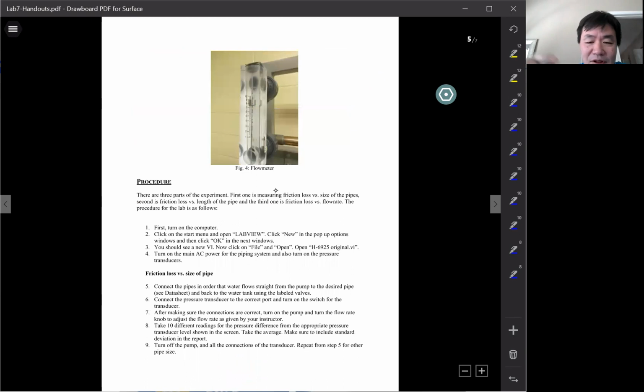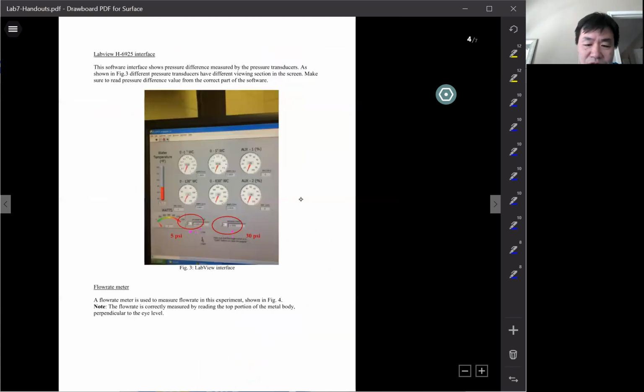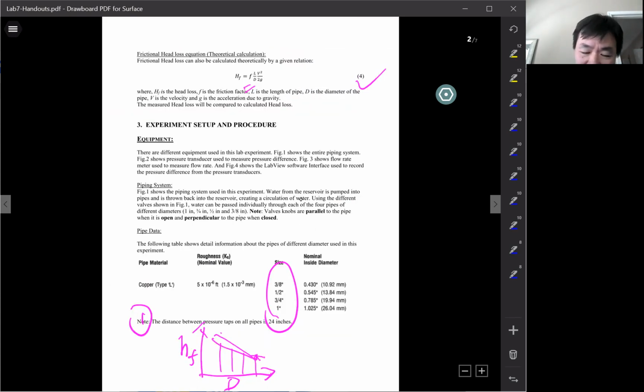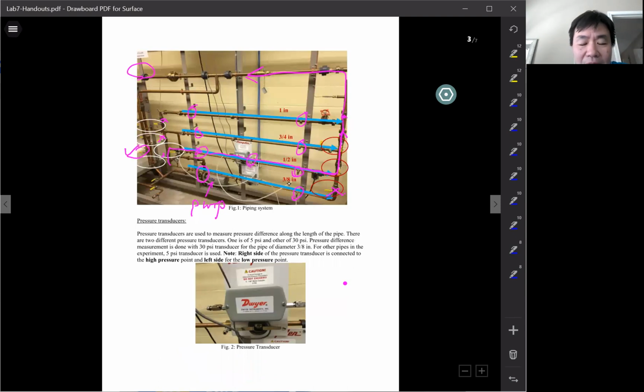Oh, they have a flow meter picture. It's in the top and end of the system. Okay, this is the flow meter. Okay, so this is the first one. The second one, I wanted to see the head loss due to the length. Okay, so I choose a 1/2 inch pipe to compare the loss due to the length.